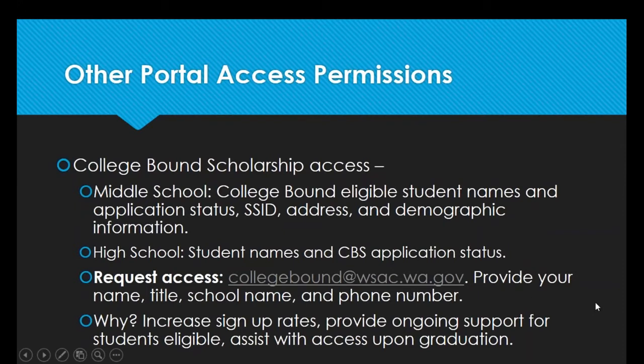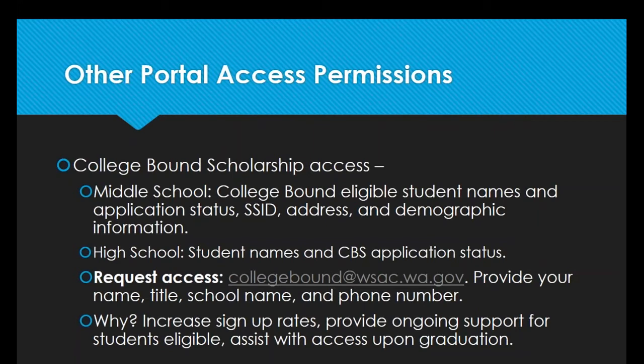In addition to that, there are other resources in the portal that you can have access to. One is the College Bound Scholarship, and for our cohort schools especially, this is important because we want to really focus on making sure all College Bound eligible students are signed up. So there are different kinds of access for the middle school versus high school. Middle school will tell you all of the eligible student names, their application status, some other demographic information. In high school, you would only see their student names and their application status.